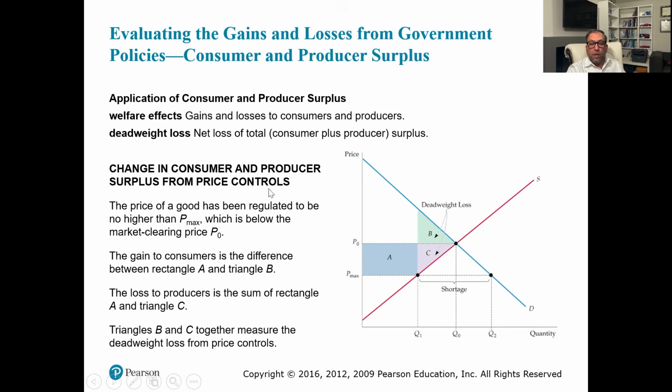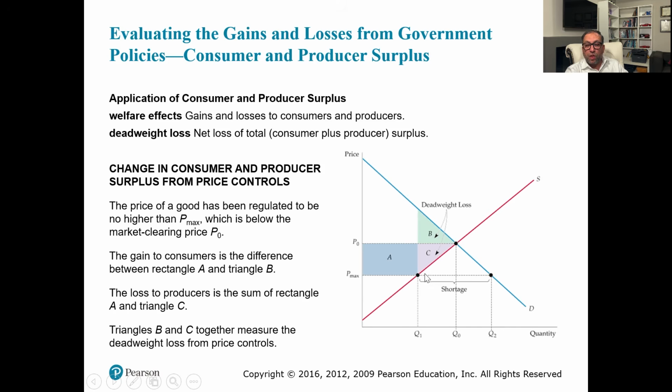So we see here that evaluating the gains and losses from the government policies, consumer and producer surplus. We see if the government intervenes in the competitive market and says, no, this price is not fair, and they try to set a price by themselves as a price floor or as a price ceiling. So if they set the price, like in this diagram, if the government said that the maximum price you can charge is P max. So you see here P max.